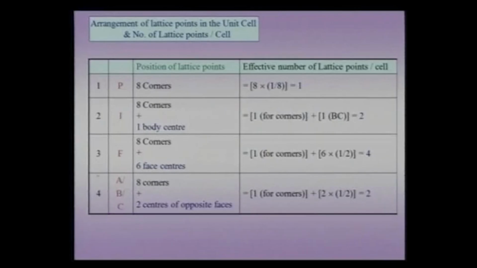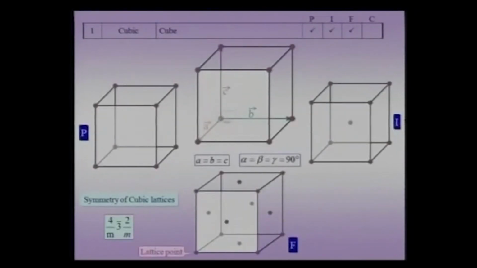In the case of the C-centered lattice, there is 1 contribution as usual coming from the corners. In addition, there are 2 half contributions coming from the opposite set of faces, making a contribution of 1 to the unit cell. That means there are effectively 2 lattice points per cell in the case of a C-centered or A-centered or B-centered lattice. So let us now take up these lattices one by one in 3 dimensions and try to understand them additionally using models.